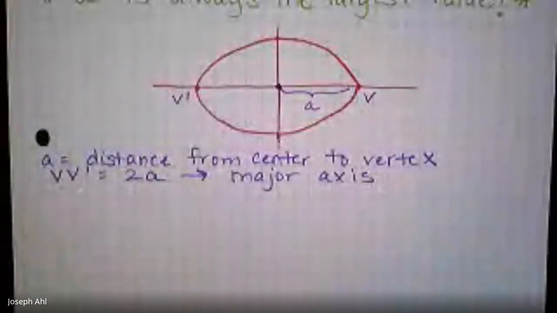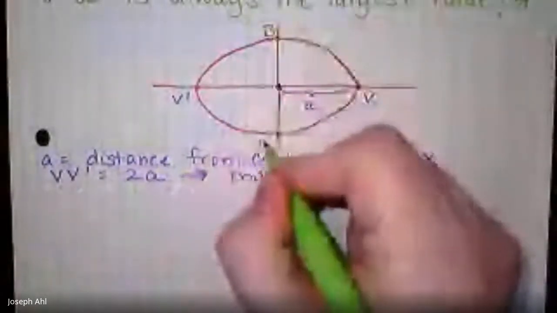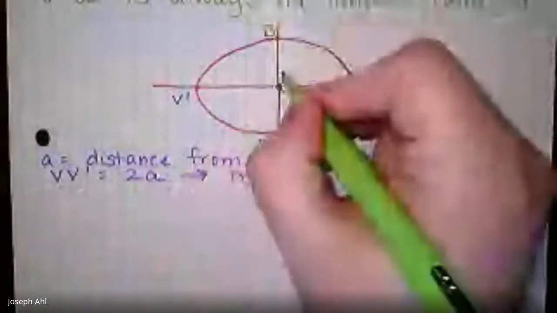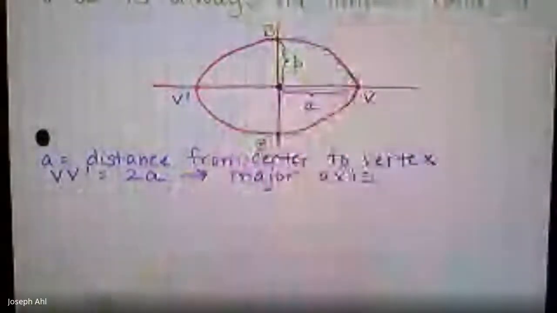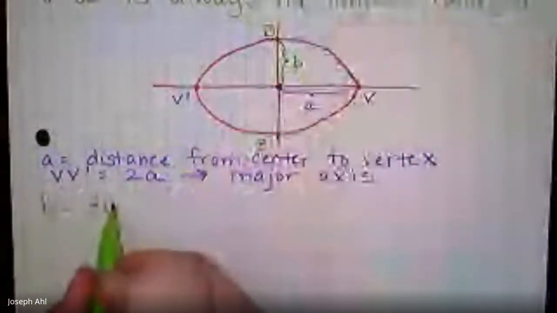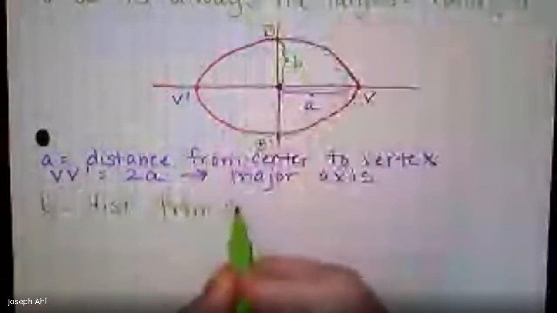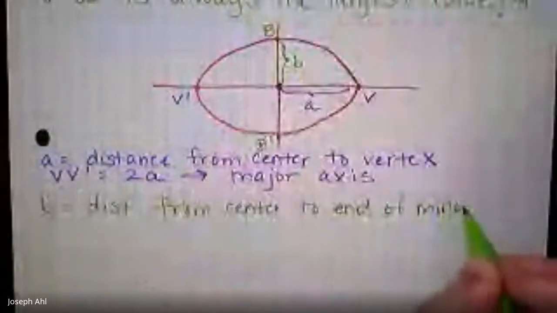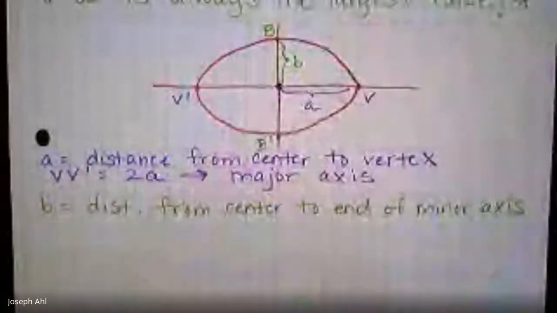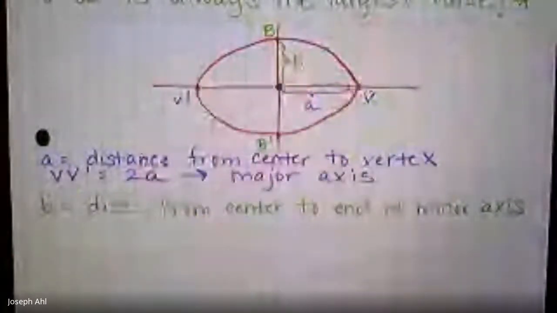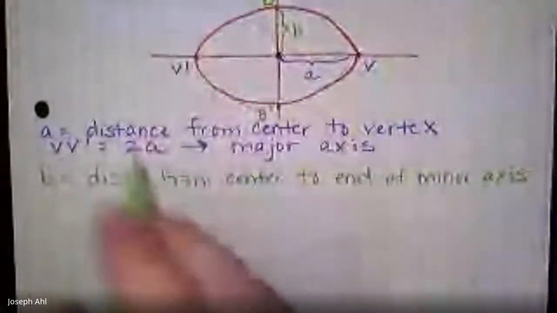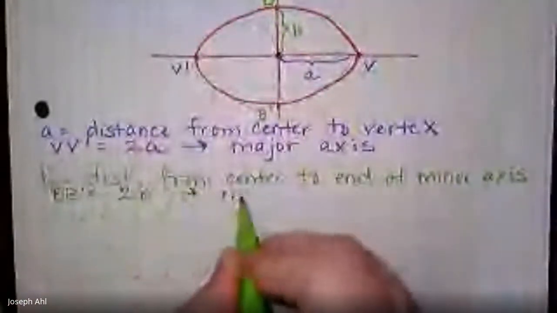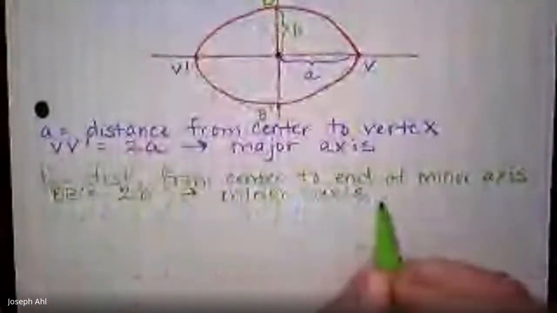All right, at the top and bottom, these points, I'm going to call those B and B prime. And these endpoints, to get there, it won't be too surprising that we're going to use the value of b in the equation. So little b is the distance from center to, now it doesn't have a special name, I'm just going to call it the end of the minor axis. So not too surprising there that if we have a major axis going this way, the minor axis is going vertically. And the connection from B to B prime has a length of 2b, which in total is known as the minor axis.